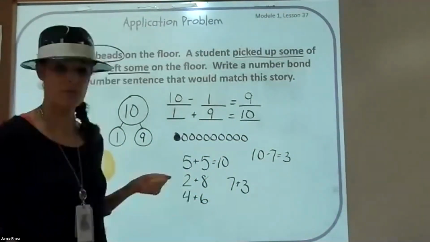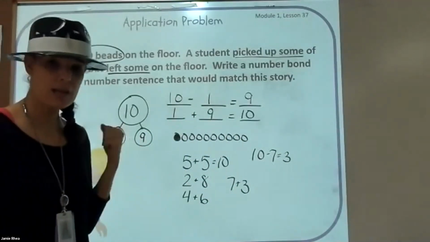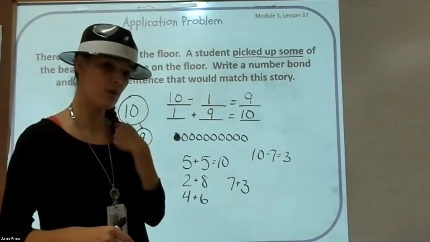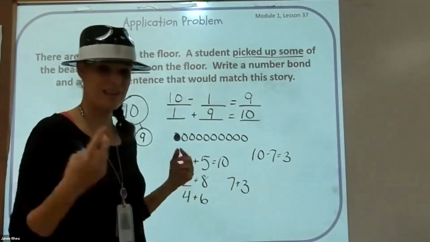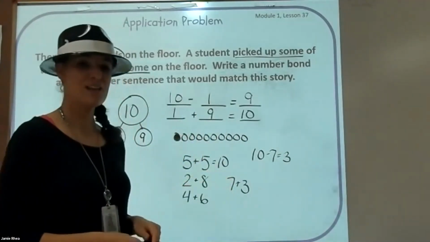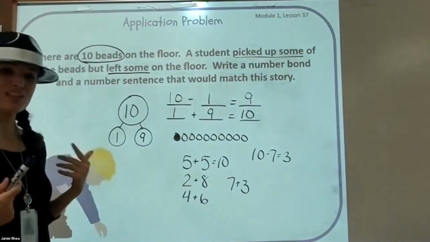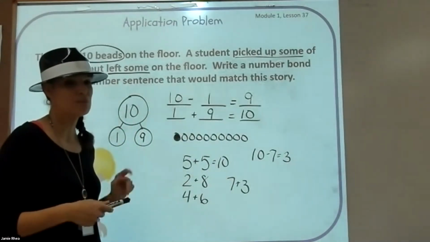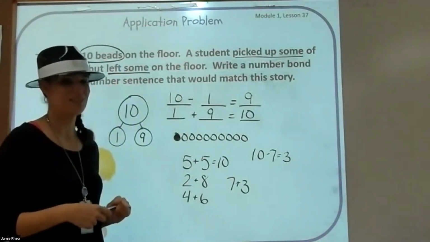So how do you pick up the floor? Well, Miss Ray, I'm going to pick 8 up off the floor. Okay, well, if I had 10 beads and you pick up 8, how many are still on the floor? 2, because 8 and 2 make 10. Okay, so this one was fairly easy, but you just have to figure out which numbers you're going to use to make 10. Now, you have to make 10 because there were 10 beads on the floor.